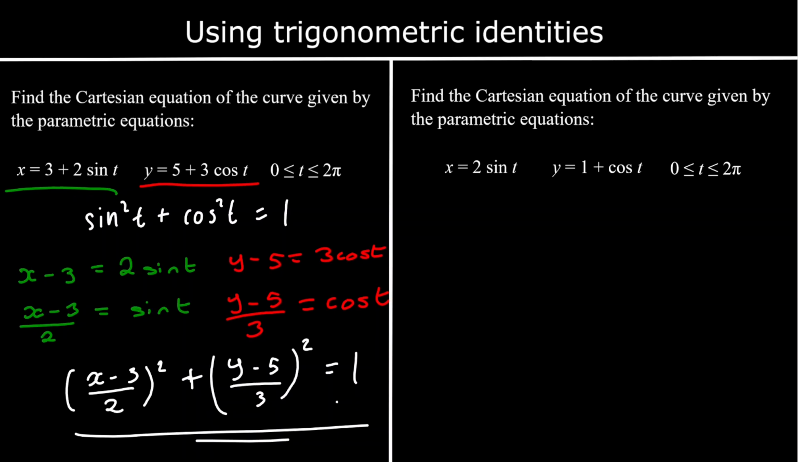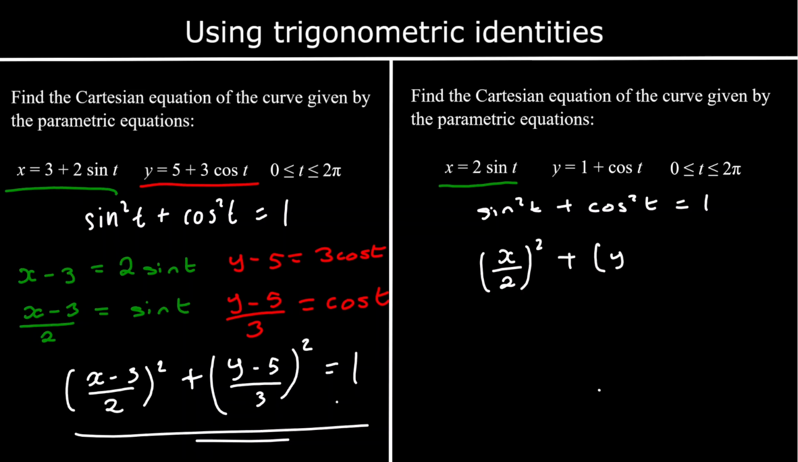So again, we're going to start with the identity sine squared t plus cos squared t equals 1. So sine t is x over 2. So we substitute that in. So x over 2 squared. Cos t is y minus 1. So we substitute that in. So we've got x over 2 squared plus y minus 1 squared equals 1. That is our Cartesian equation.